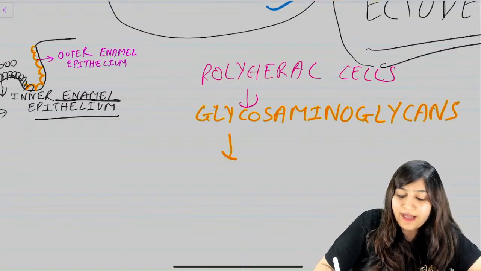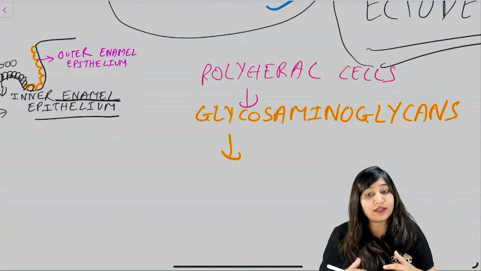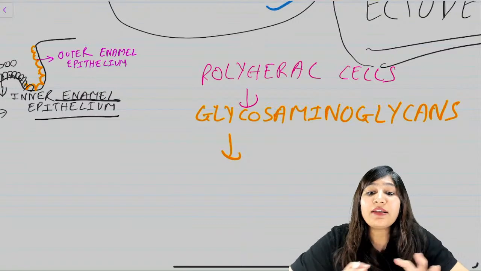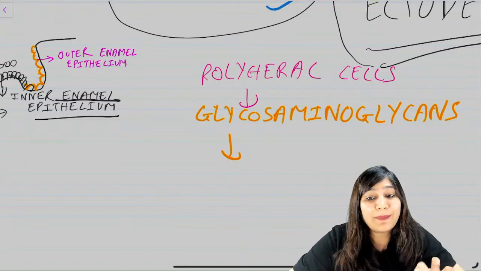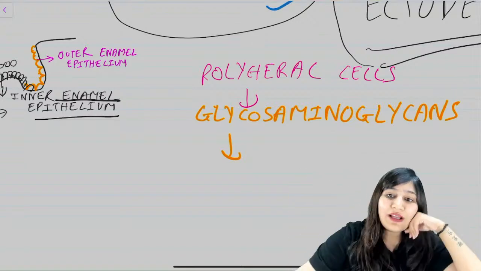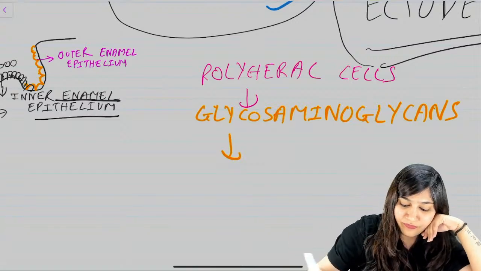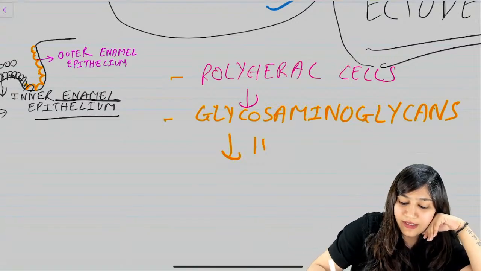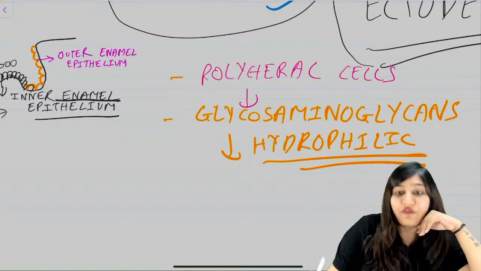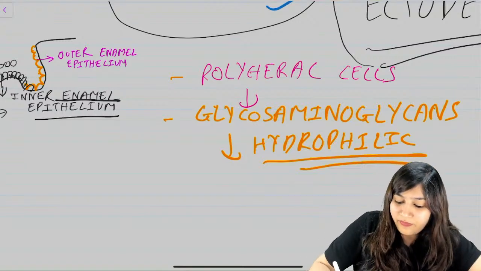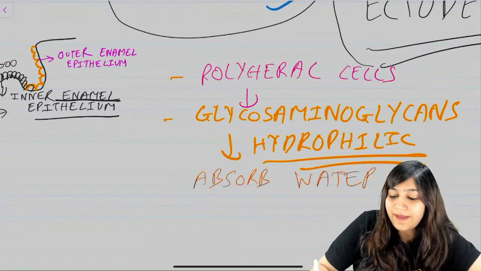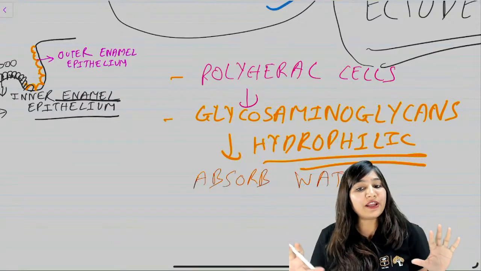These glycosaminoglycans are mainly hydrophilic. They are water loving. They will absorb water, as a result of which the cells will start moving away from each other. But to maintain contact with each other, they form a star-shaped network. Being hydrophilic, they absorb water, and as they absorb water, the cells start moving away from each other.